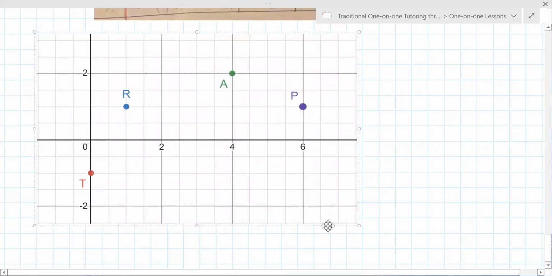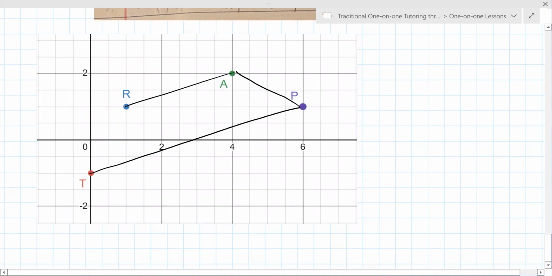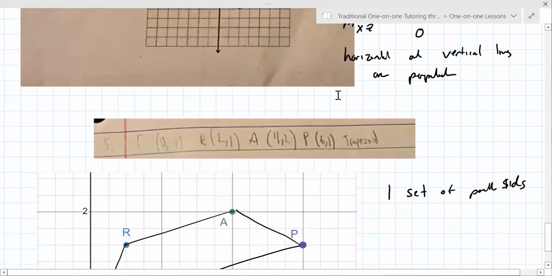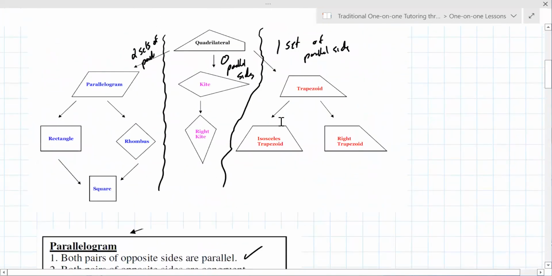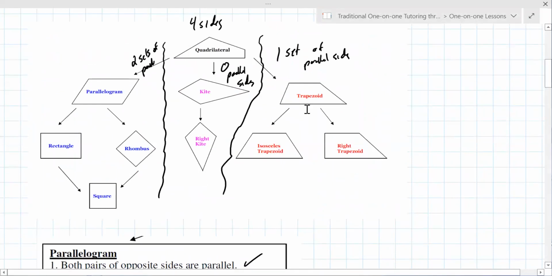Okay, so if you start connecting the lines, you're like, ah, that kind of looks like a trapezoid. So the thing with a trapezoid is that it's got one set of parallel sides. Now before we even say that, you already know this is a quadrilateral because it's got four sides. Like maybe it's just a quadrilateral, but it could be anything underneath.